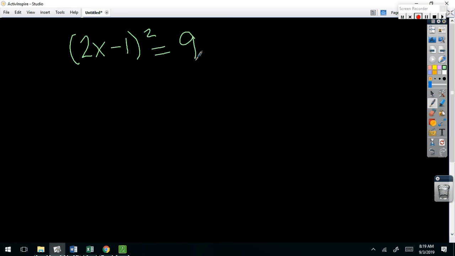How many x's do you see in the equation? How many times do you see x written in the equation? One. So what do I do? Side map. What comes first? Because 2x minus 1 is in parentheses. And in side map, what comes last? Parentheses. So what do I do first? Use square root. That's exactly right.